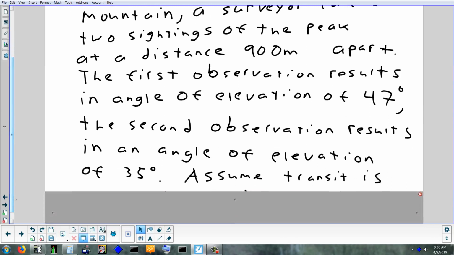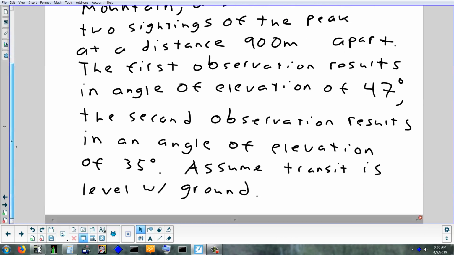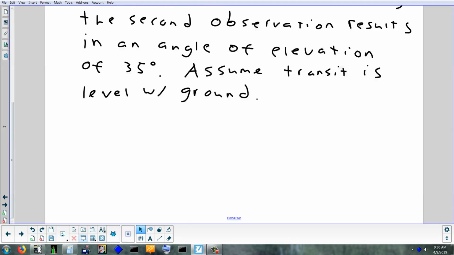Now, technically you have to take into account the height of the transit, which might be like 5 feet or 6 feet on the tripod, but we're going to ignore that. That's not really a big deal. We're just going to assume the transit is level with the ground, which is not how they really do it. The transit's on the tripod. It's not on the ground. Okay. So what I want to find is the height of the mountain.